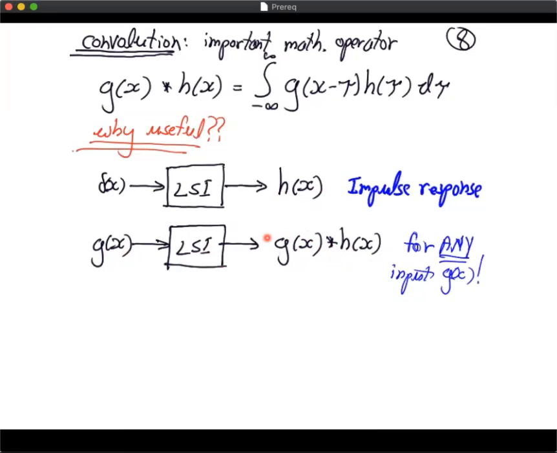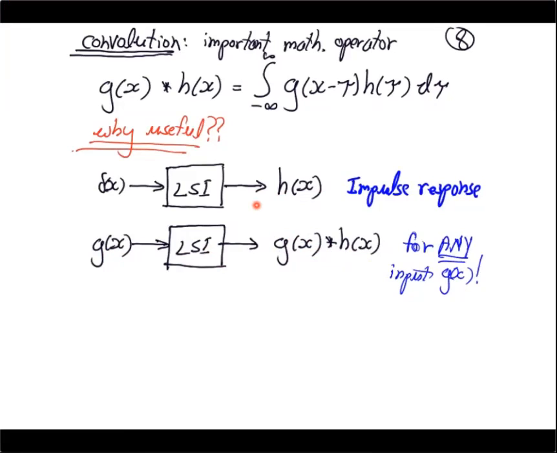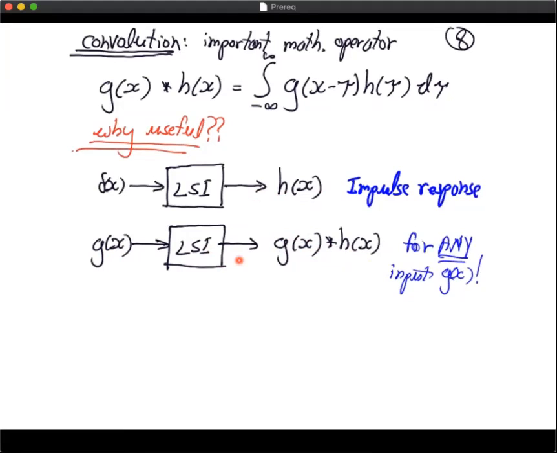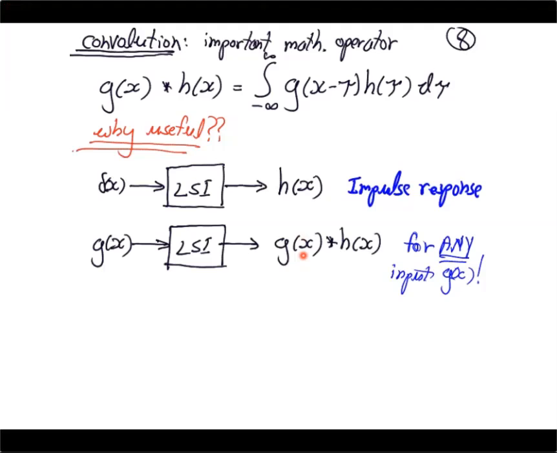So no matter what g of x is, I know exactly what the output is going to be if I know the impulse response. This is an extremely powerful property, because it lets me either predict what the output is going to be, or assists me in designing certain inputs such that the output would be as close as possible to what I'm interested in.